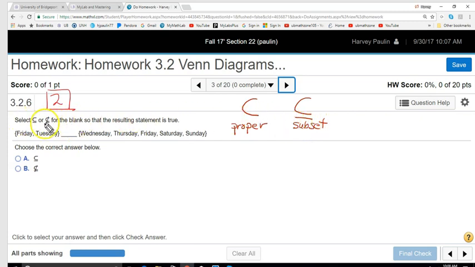So here we're asked, which one of these symbols would we put here? Now, the set is Wednesday, Thursday, Friday, Saturday, Sunday. Notice Tuesday is not included here. So this subset is not a subset of this set.